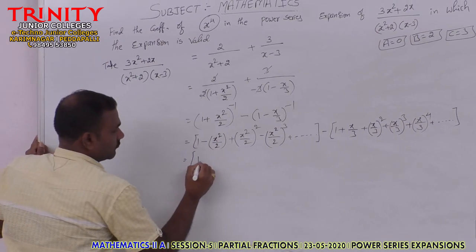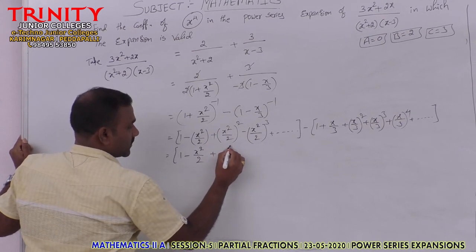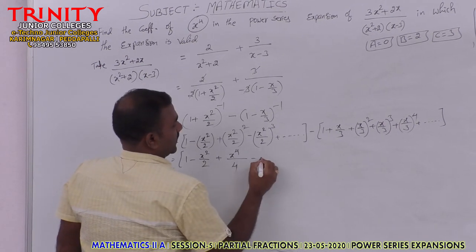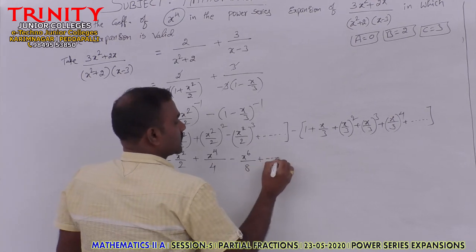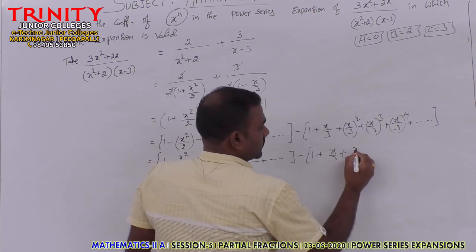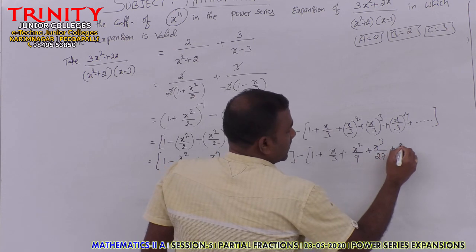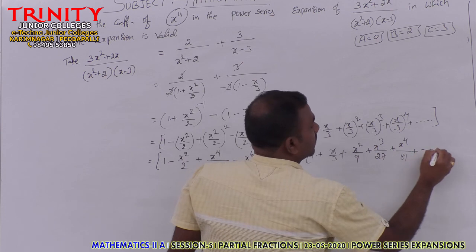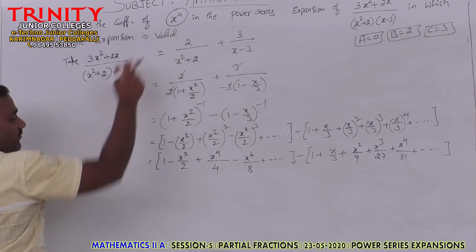Then it is equivalent to 1 minus x square by 2 plus x power 4 by 2 square, that is 4, minus x power 6 by 2 cube, that is 8, plus so on, times 1 plus x by 3, x square by 9, x cube by 27, x power 4 by 3 power 4, that is 81, plus so on. Now in this we require the coefficient of x power 4.